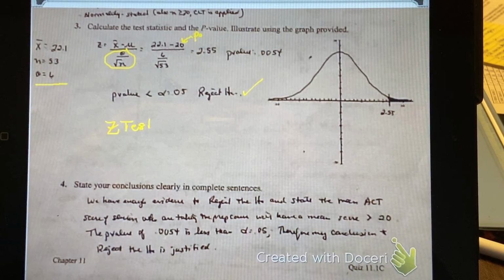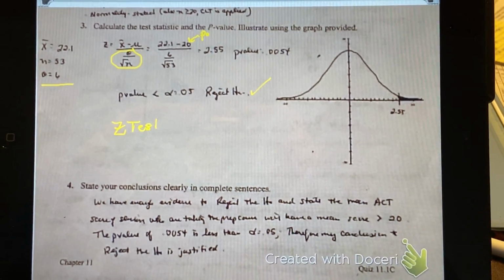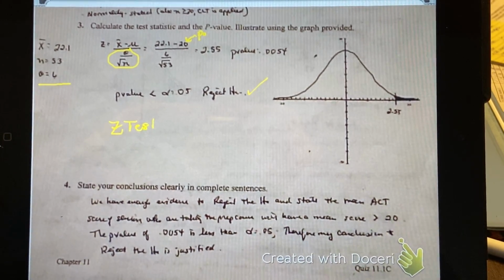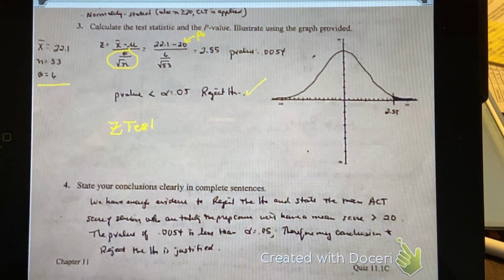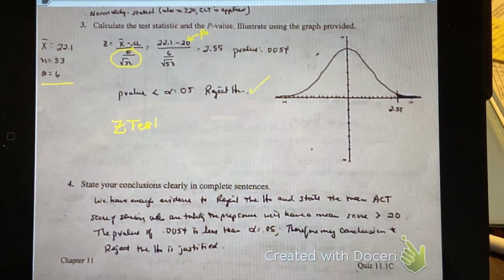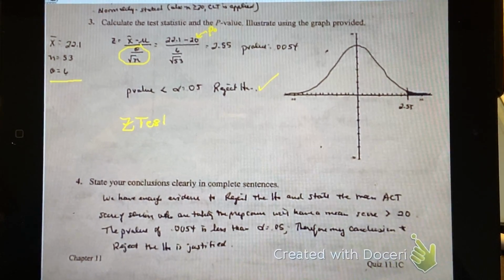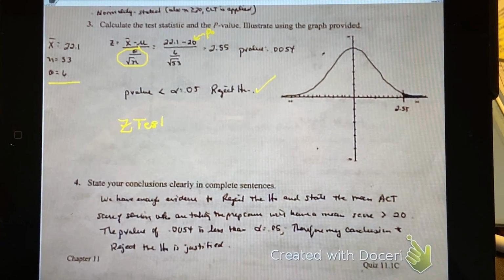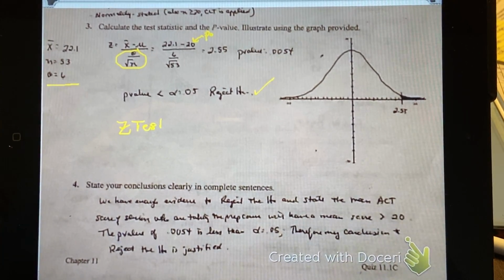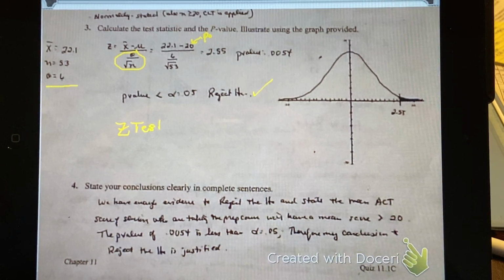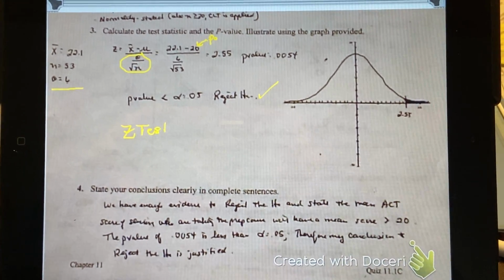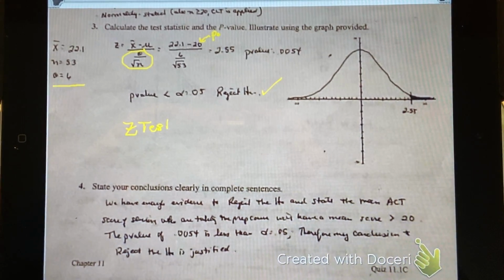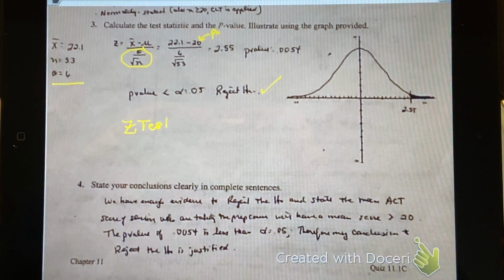And my decision is to reject. I want the p-value to be less than alpha. P-value less than alpha. So yay, I get to reject. So my conclusion is the same. So we have enough evidence to reject the null and state that the mean ACT score of seniors who are taking that prep course will have a mean score greater than 20. Okay, how do I know? The p-value 0.0054 is less than alpha 0.05, so my decision to reject is justified.